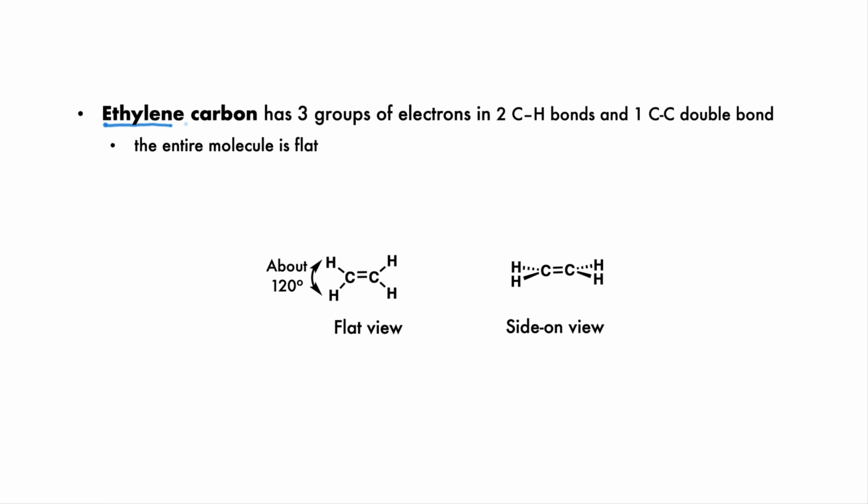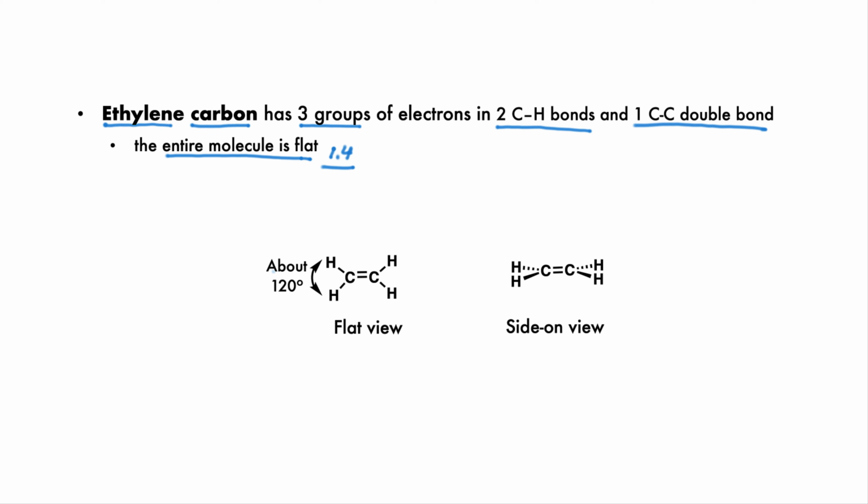Ethylene is a classic organic chemistry example of trigonal planar geometry. Each carbon has 3 groups of electrons, 2 CH bonds and 1 CC double bond. The entire molecule is flat. We'll discuss why it's flat in the hybridization section, topic 1.4, which is next.